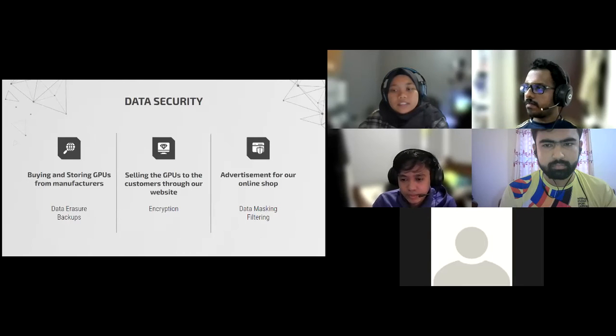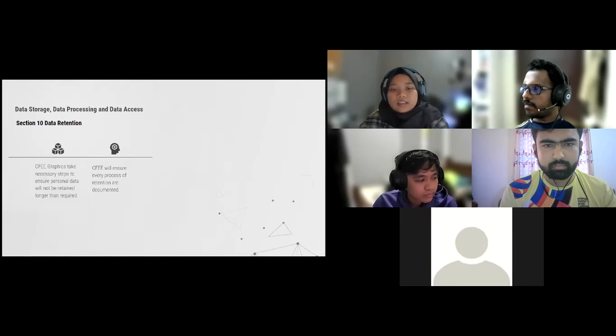And for advertisement for our online shop, we use data masking and filtering, which allows CFEE teams to use actual data to create apps or websites. It hides personally identifiable information where necessary to allow development to take place in a compliant context. The next one is filtering. It prevents manipulation through micro-targeted ads, such as advertisement, fake news, and privacy violation.